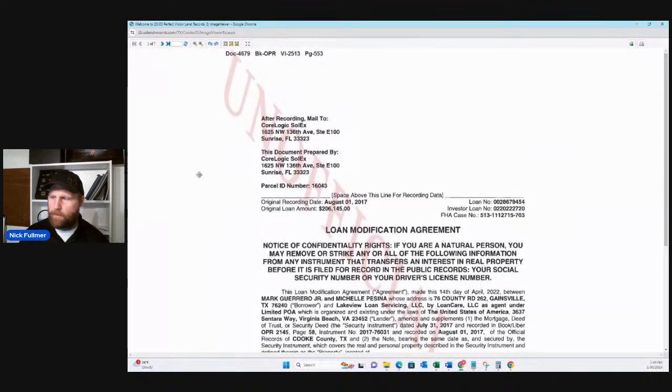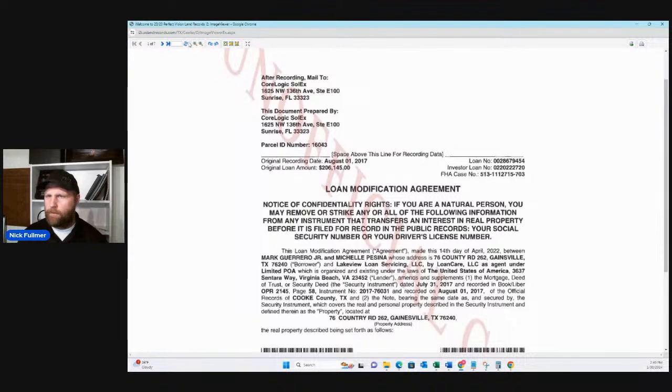So this is a loan modification agreement. Now, there's 7 pages. I don't have to go through all of this. What I am looking for is amounts. I'm looking for numbers. Now it's going to give me some clues, such as, it looks like the original loan was back in 2017. Here's the original loan amount. Here's the property address, the people that took out the loan.